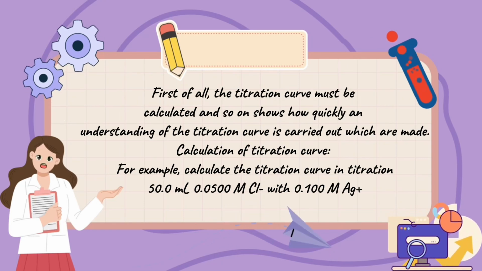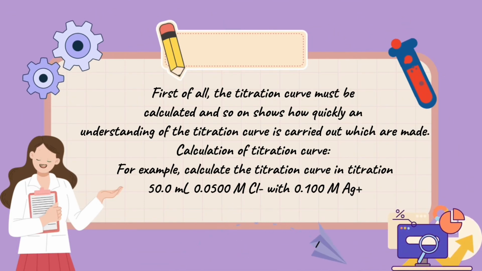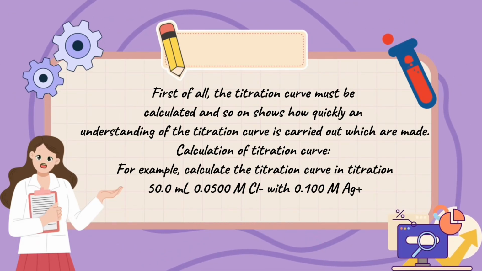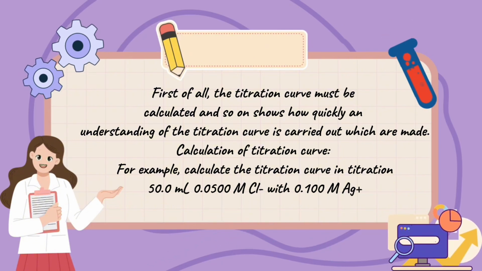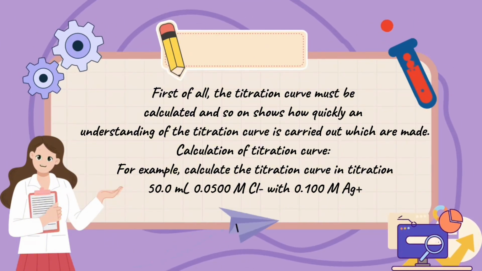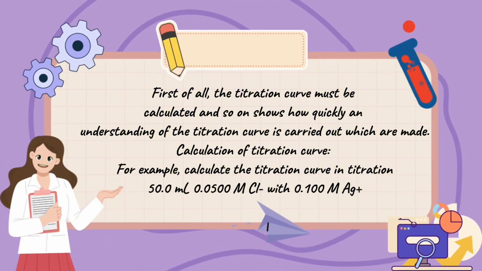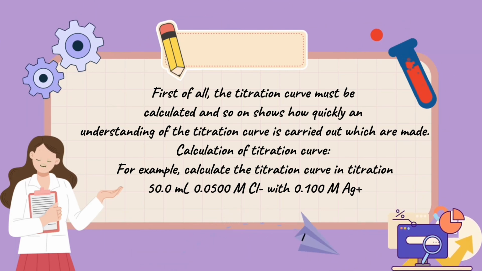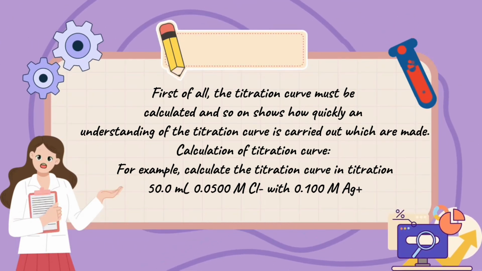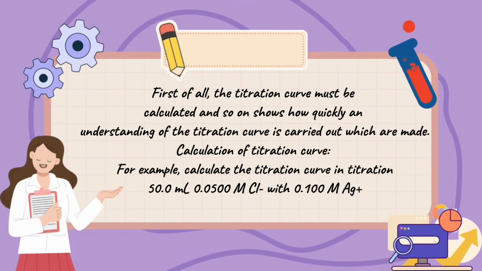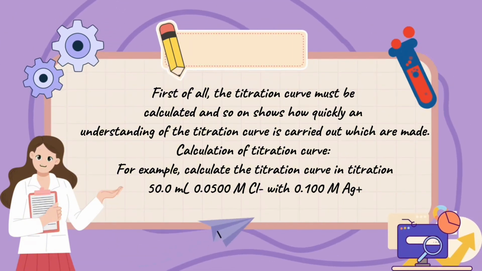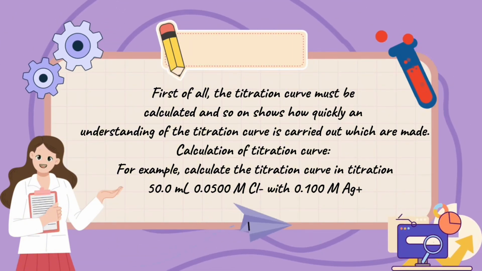First of all, the titration curve must be calculated, which shows how quickly an understanding of the titration curve is gained. Calculation of the titration curve: for example, calculate the titration curve in the titration of 50.0 milliliters of 0.050 M Cl- with 0.10 M Ag+.